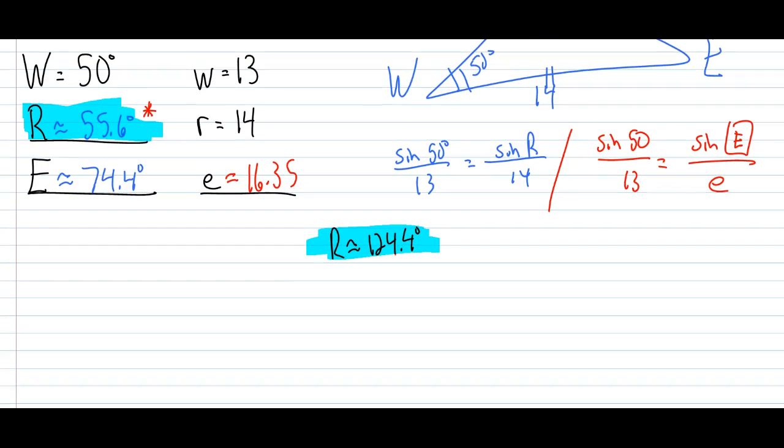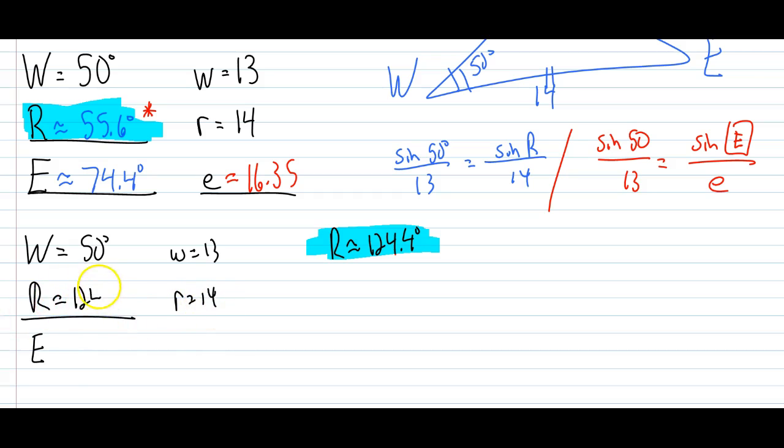So what we'll do is we'll copy down this problem again. W is 50, that doesn't change. Little w is 13, little r is 14, but capital R could also be this 124.4. So we have that as an approximate. And by using that, capital E will change and little e will change also. So if I take the 180 minus 50 minus that value that we just found, that 124.4144, and it keeps on going, subtract those, we get that E would be very tiny at about 5.6 degrees.